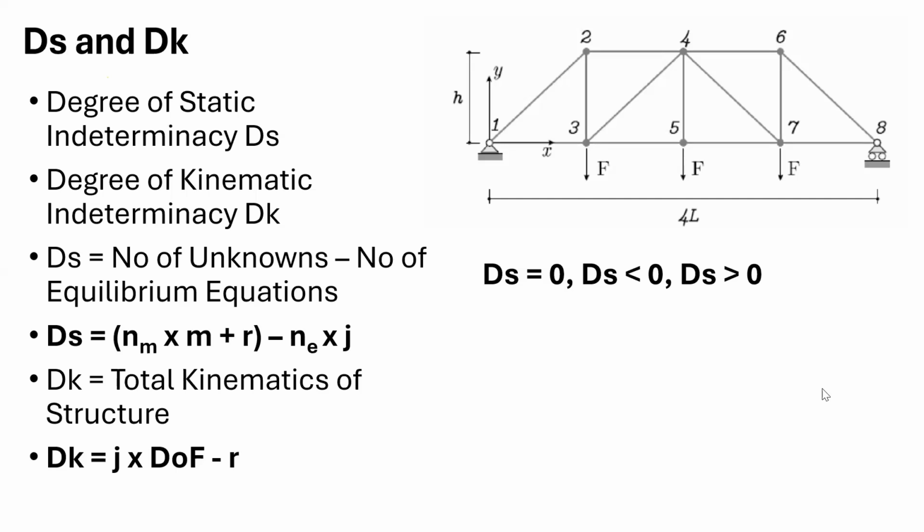So the total number of equilibrium equations at the joint will be 2: summation Fx = 0 and summation Fy = 0. So how many joints are there? There are 8 joints, right? So 8 into 2, there will be 16. And the total number of unknowns is also 16. So ds, in this case, is 0.